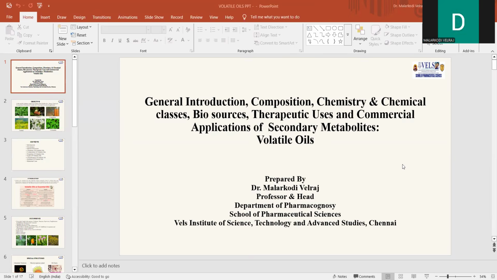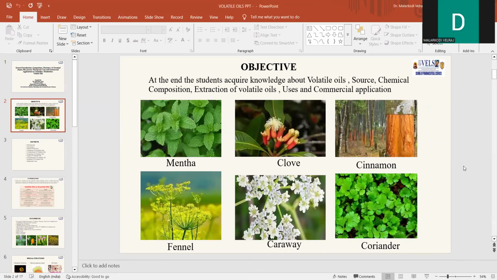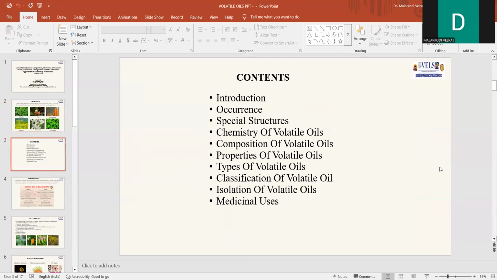Today, I'm going to give a general introduction of composition, chemistry, chemical classes, biological sources, therapeutic uses, and commercial applications of the secondary metabolite volatile oils. The main objective is to make the students acquire knowledge about the volatile oils, the biological sources of the various plants producing volatile oils, chemical composition of volatile oils, extraction of volatile oils, uses and commercial applications.